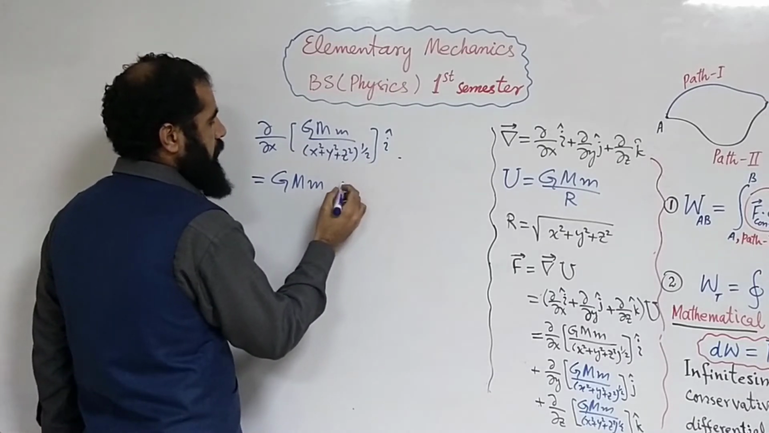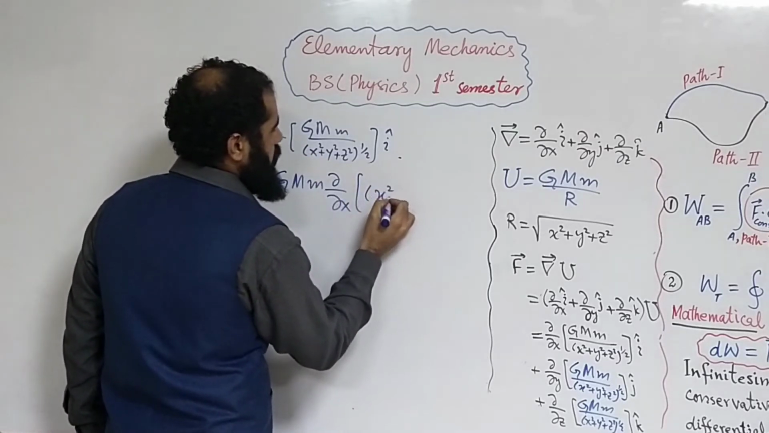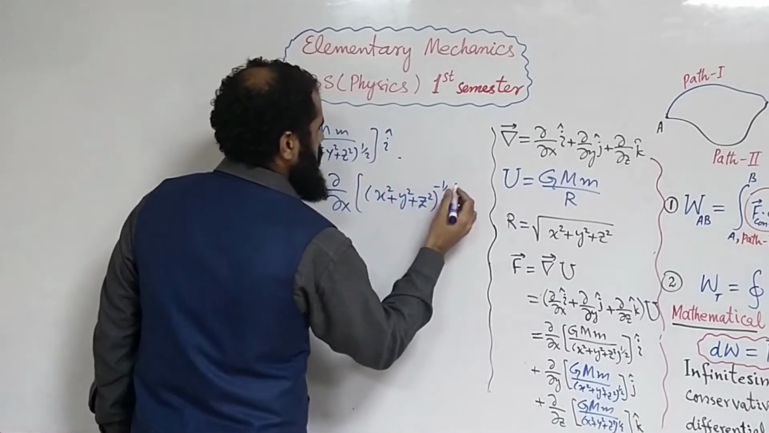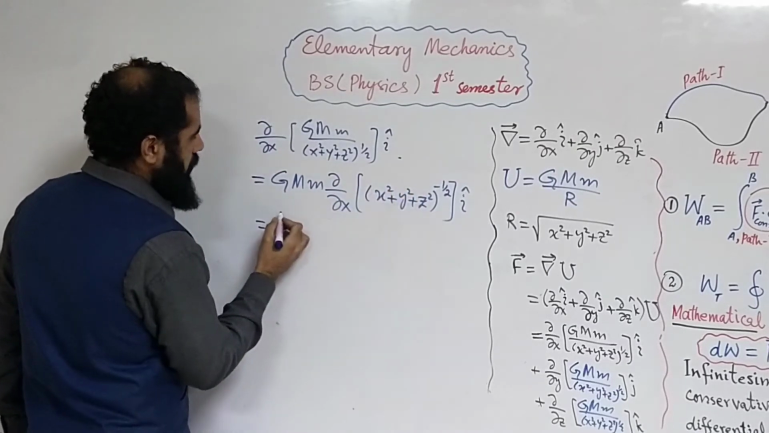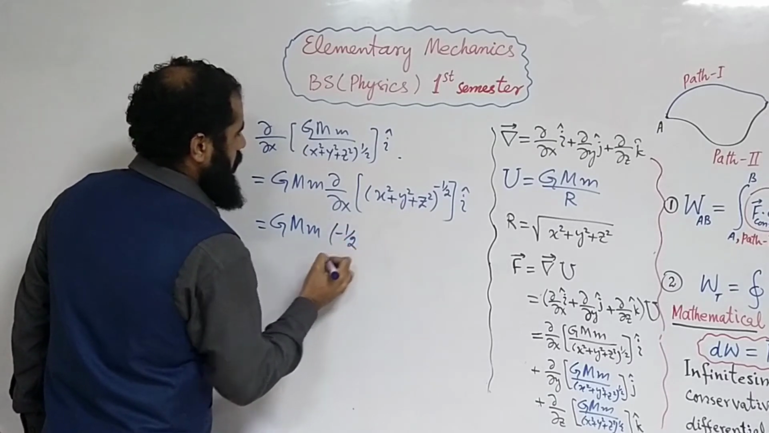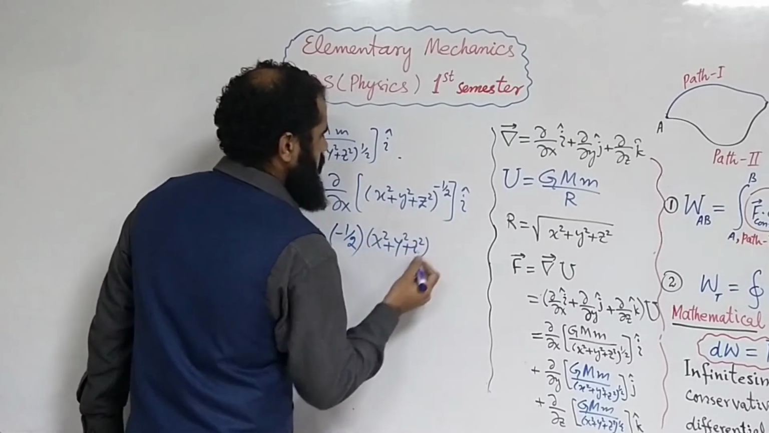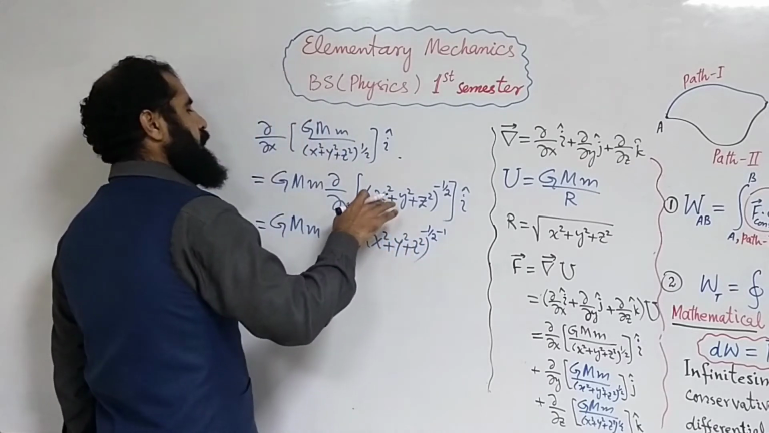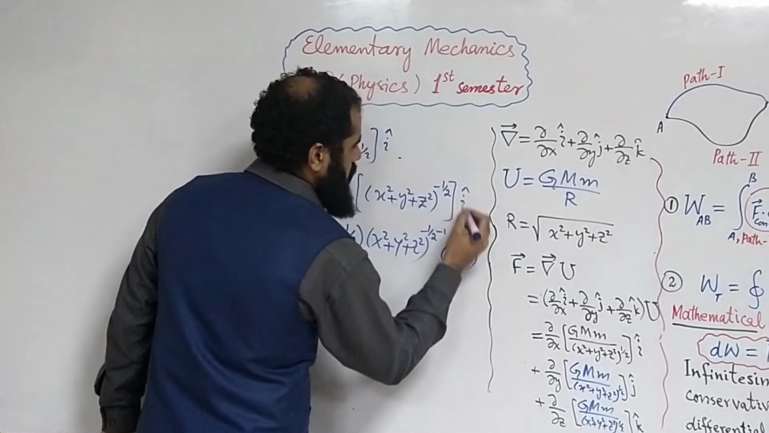So I change a bit before applying the differentiation: let me change this denominator to the numerator by changing the sign of its power to minus 1 by 2. Then it's very simple. Just differentiate it, the power becomes the coefficient, the power rule: x square plus y square plus z square raised to the power minus 1 by 2 minus 1. And if you differentiate the inside function once again with respect to x, you get 2x, with unit vector i.